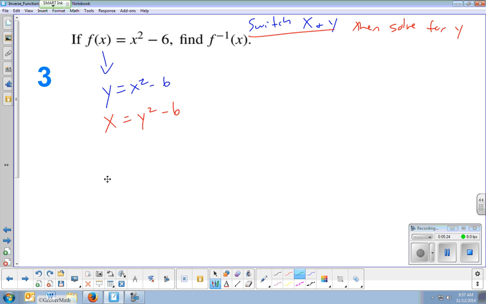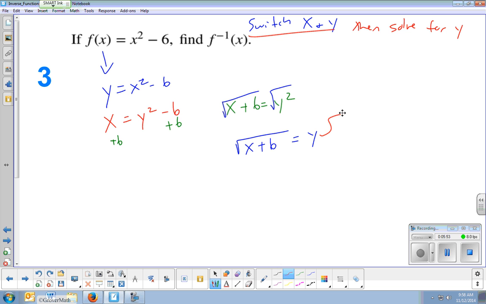So I need to basically move things away from this. And how that process is going to work is I'm first going to get rid of this 6. So I'm going to add 6 to both sides. That's going to give me x plus 6 equals y squared. But I don't want y squared, I want just y. How can I get rid of a squared? Well, I could do the square root. And if I do the square root of both sides, I get the square root of x plus 6 equals y.